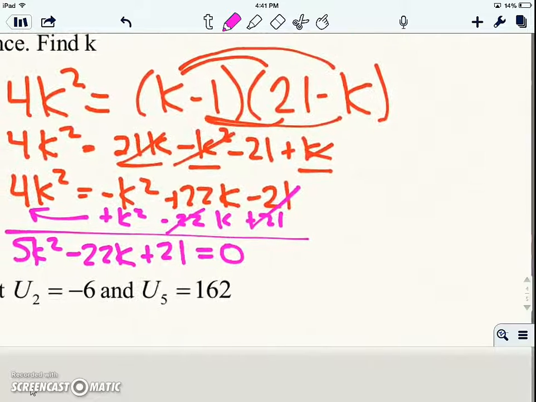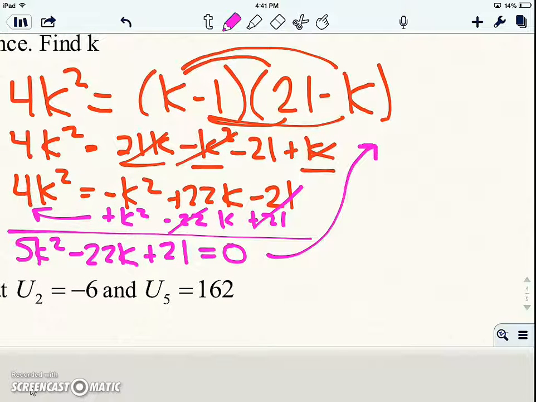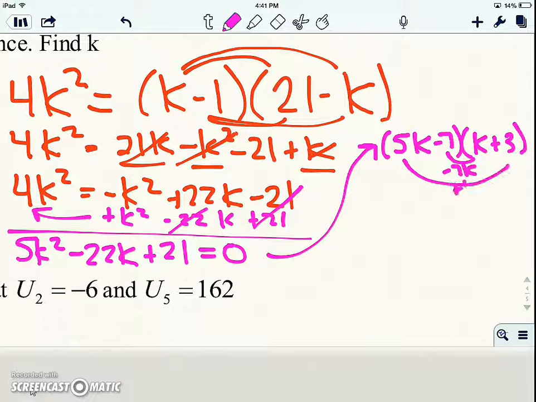This actually factors. I use the guess and check method, but however you want to do it, to 5k times 7 and k plus 3. We could check that. That's negative 7k plus 15k. Wait, I might have made a mistake. Let me look at that. Oh, I sure did. It has to be a negative 3. There we go. Negative 7 plus negative 15 would give us the negative 22, and negative 7 times negative 3 would give us the positive 21.